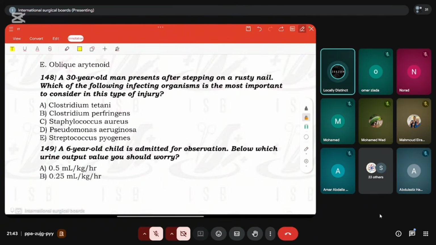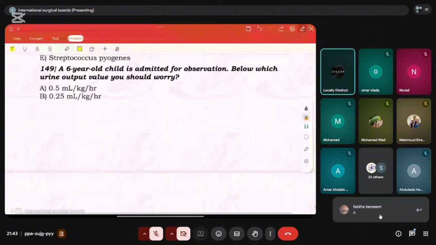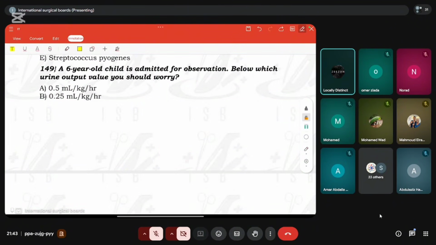A 30-year-old man presents after stepping on a rusty nail. Which of the following infecting organisms is most appropriate to consider in this type of injury? Clostridium tetani. Tetany, right? Yes. Okay.